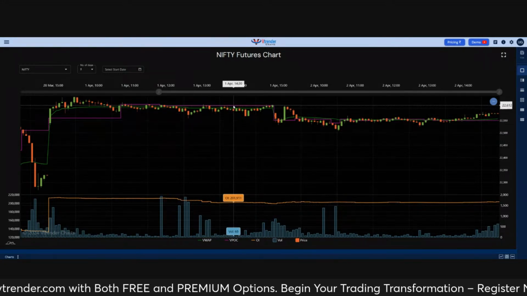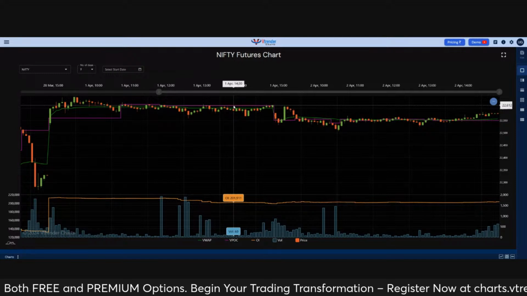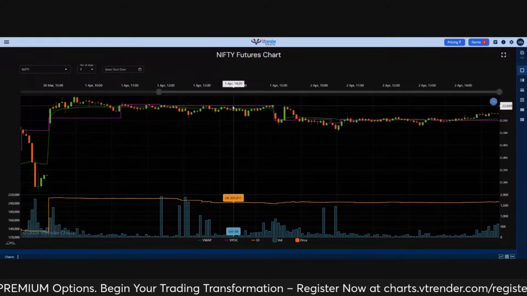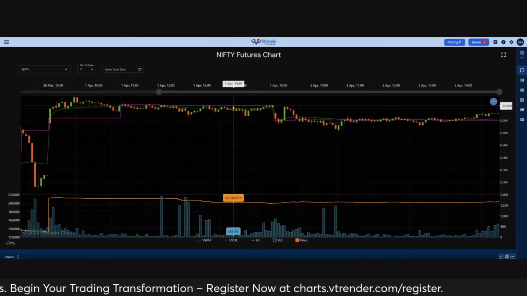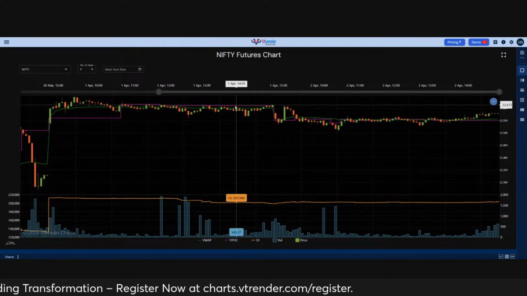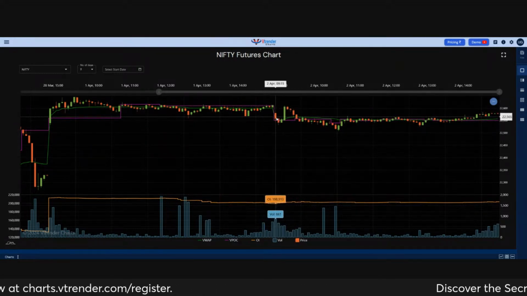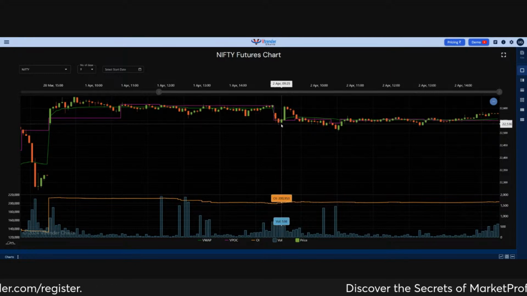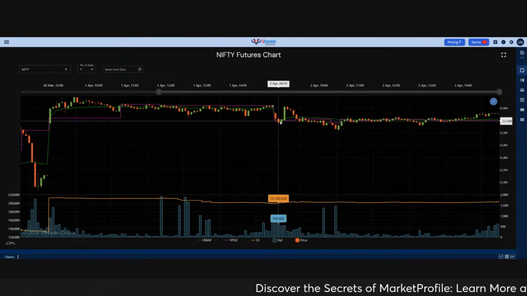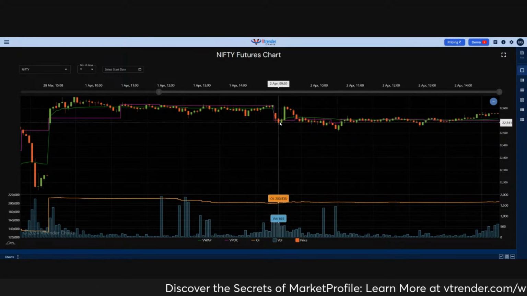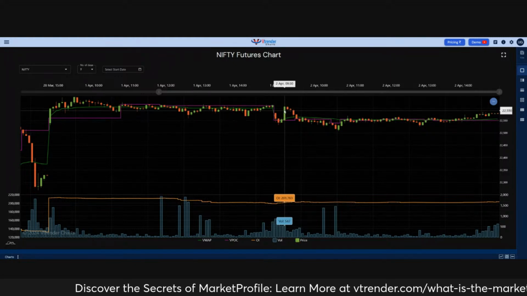We did see some selling coming in at the 22,600 level where the POC was. So this 22608 was the POC of yesterday, the pink line. And today, when we opened, we first made an attempt to probe lower, but we did not break below. We did not stay below this POC for a long time, and we made this big move up.